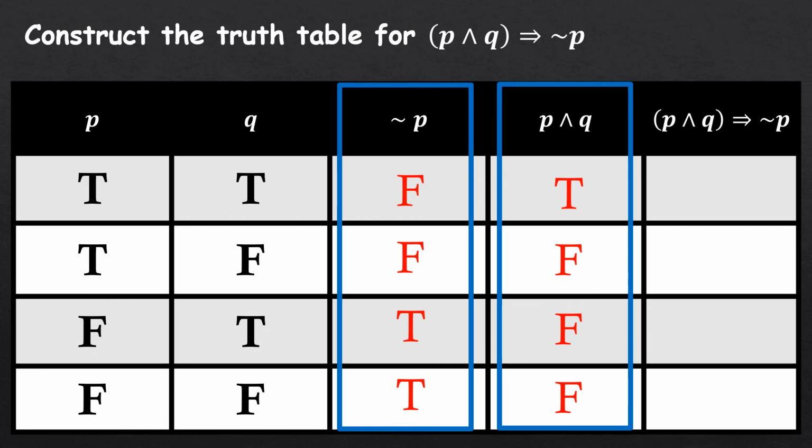For the first row, we have T implies F, and the answer is false. We have false implies false, and the answer is true. Next, we have false implies true, so the answer is true. Last one, we have false implies true, that is the same with the previous row, the answer is true.